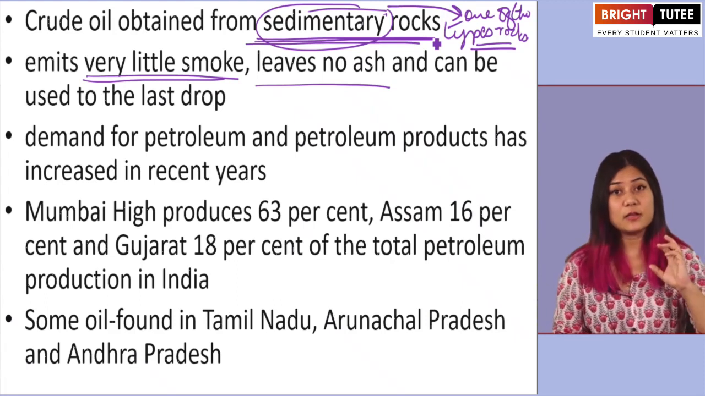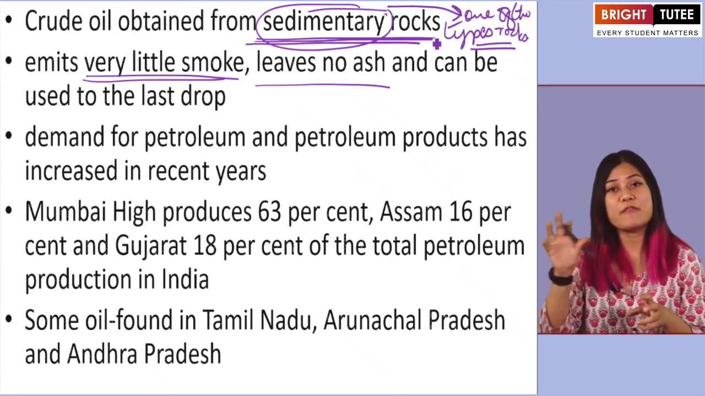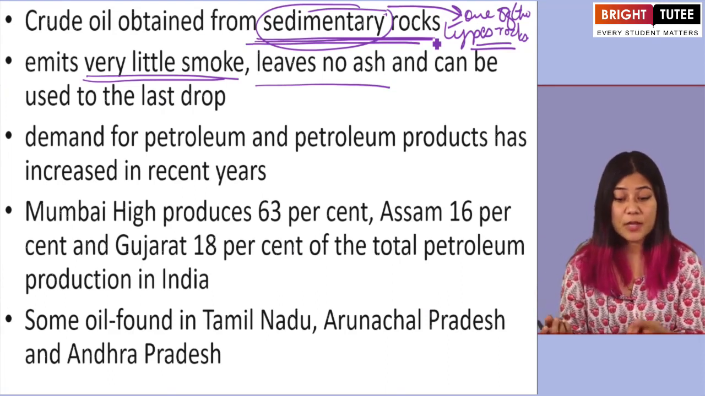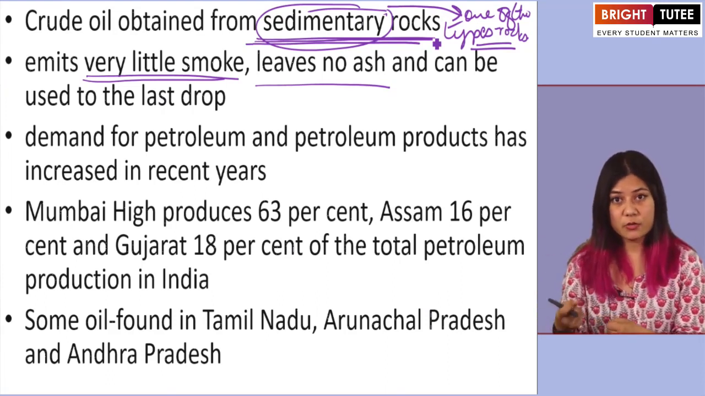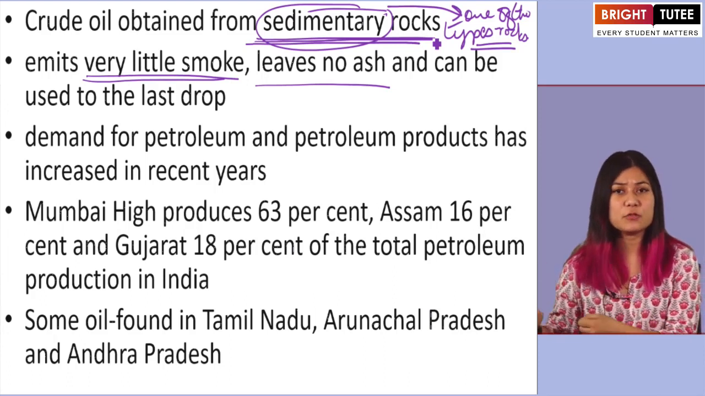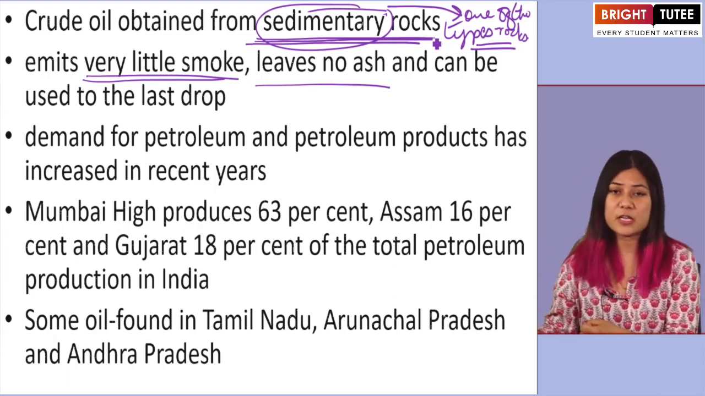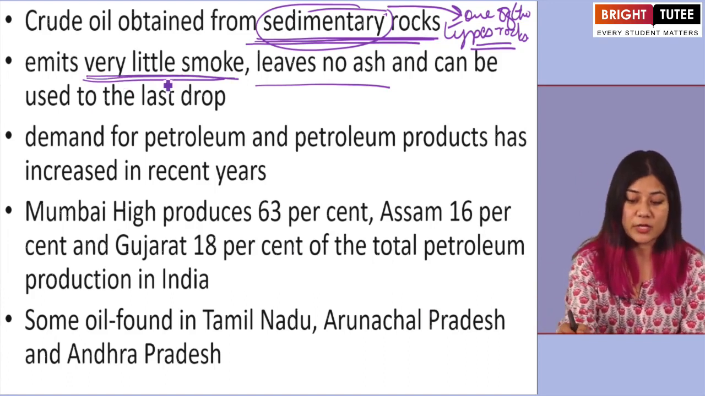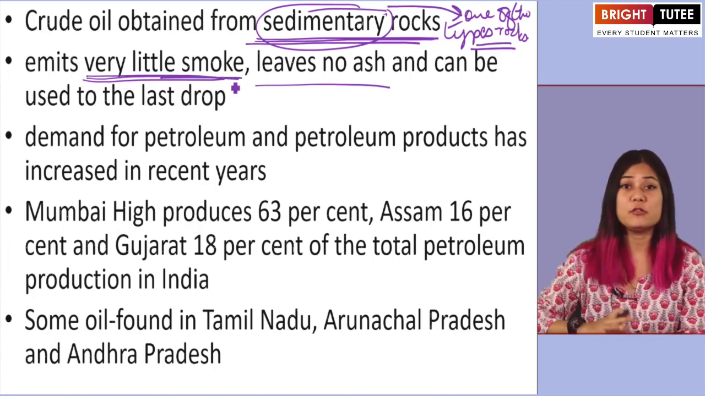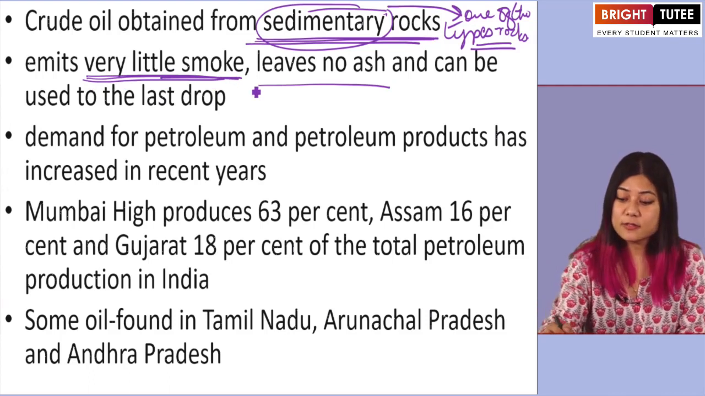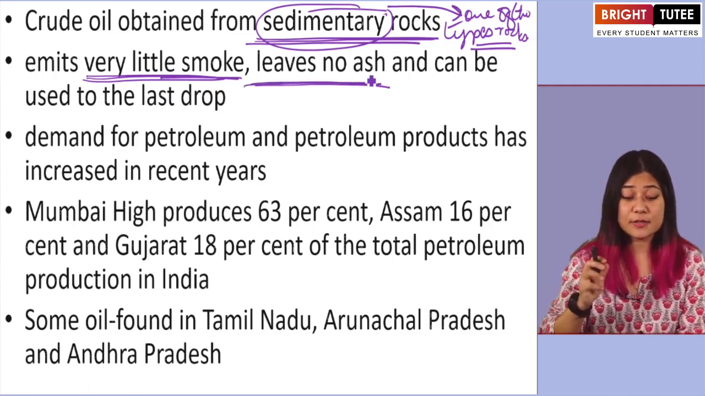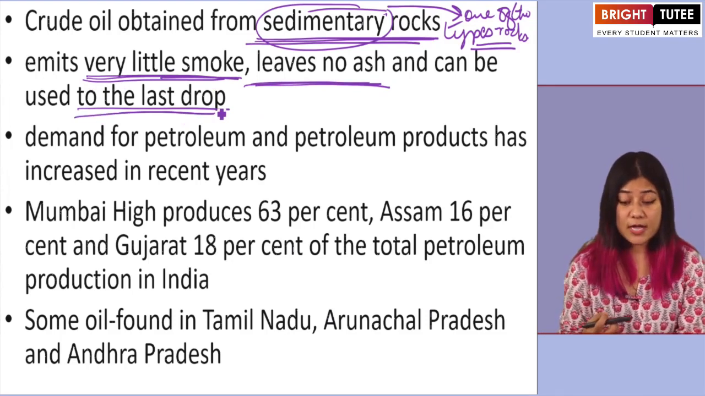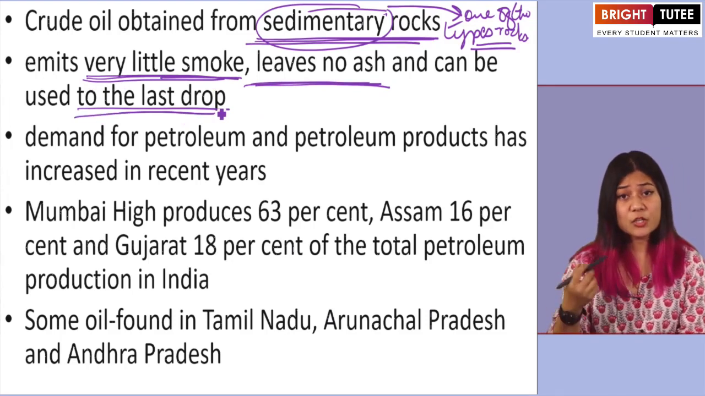And when crude oil or its refined finished product, petroleum, is used for burning, or for running vehicles or machines, it emits very little smoke. It does not produce a lot of smoke, it leaves no ash, and it can be used till the last drop of it. So it's very useful.